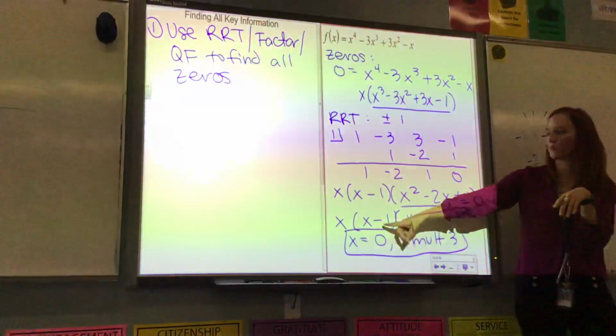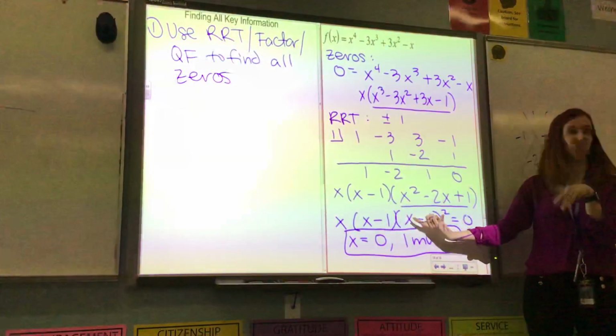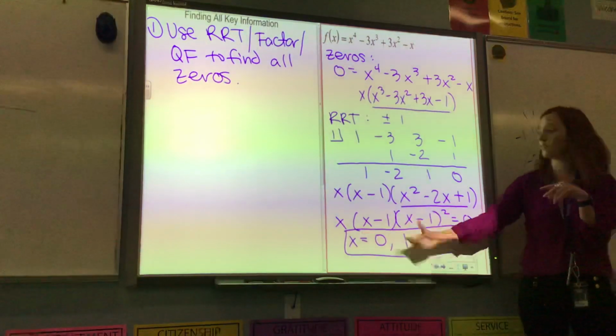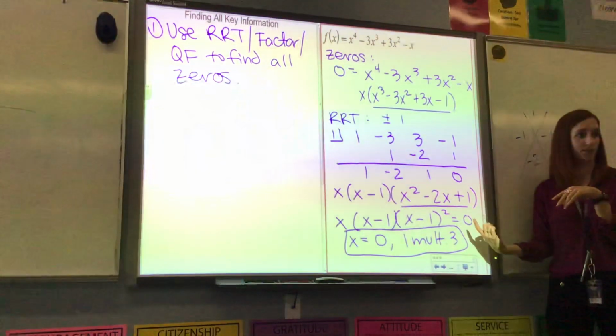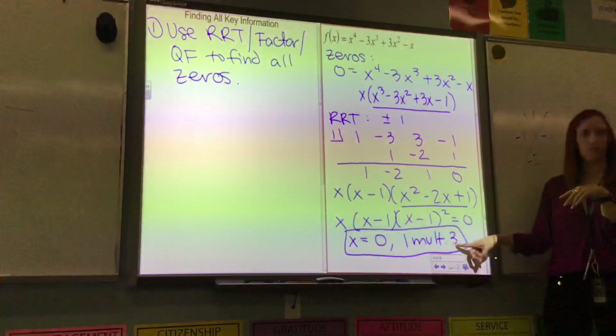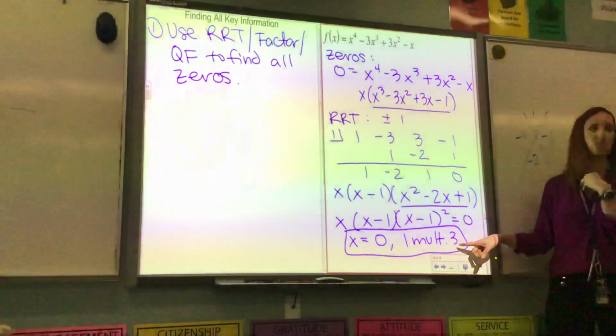So you would set x minus 1 equal to 0. And then this gives you really 2 x minus 1s, right? So you would set x minus 1 equal to 0 3 times, which means I would get the answer positive 1 3 times. Does that make sense? Yeah. Cool.